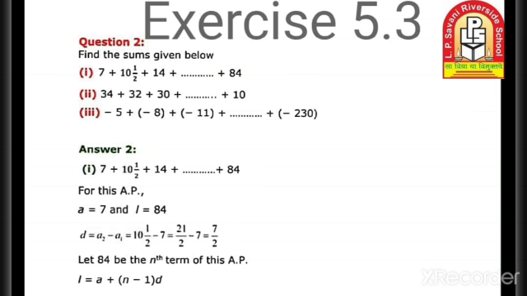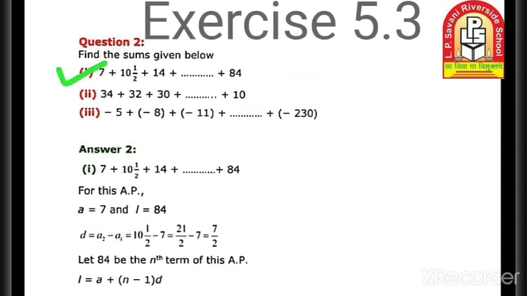Chapter number 5, Arithmetic Progression. Standard 10, Subject Mathematics. Let's begin with exercise 5.3, question number 2. In this question, you have to find the sum of the below arithmetic progression. Here one series is given, that is an arithmetic progression.